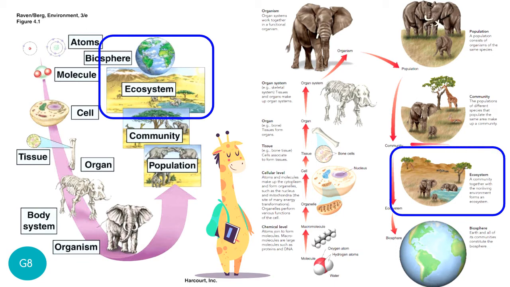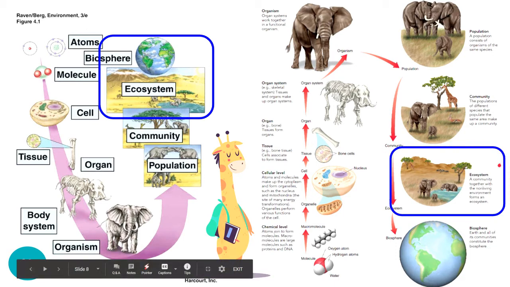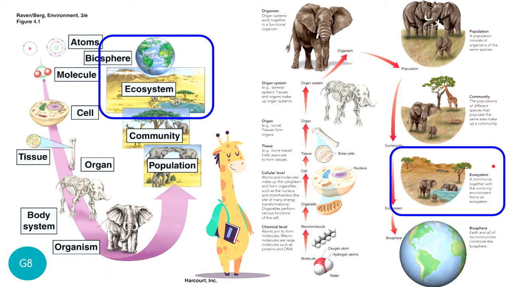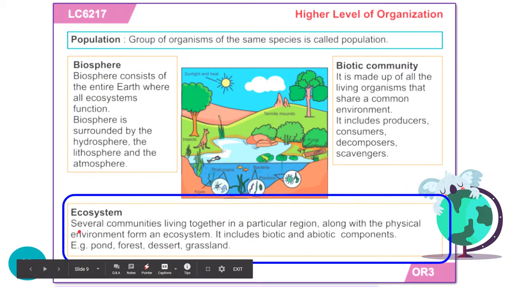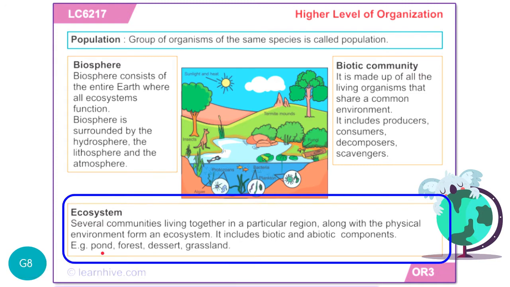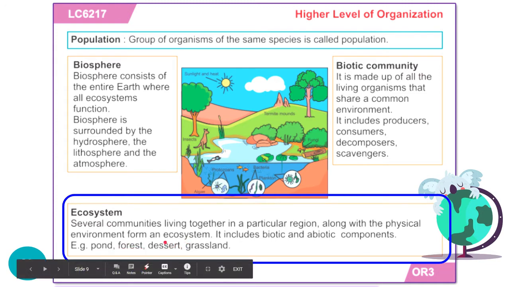So here is another description of ecosystem as a level of organization. So a community together with the non-living environment forms an ecosystem. This one is another definition of ecosystem as a higher level of organization: several communities living together in a particular region, along with the physical environment. So living things, communities, with the physical environment. So this includes biotic and abiotic components. And examples of that would be a pond, forest, desert, just desert, single S, and grassland.